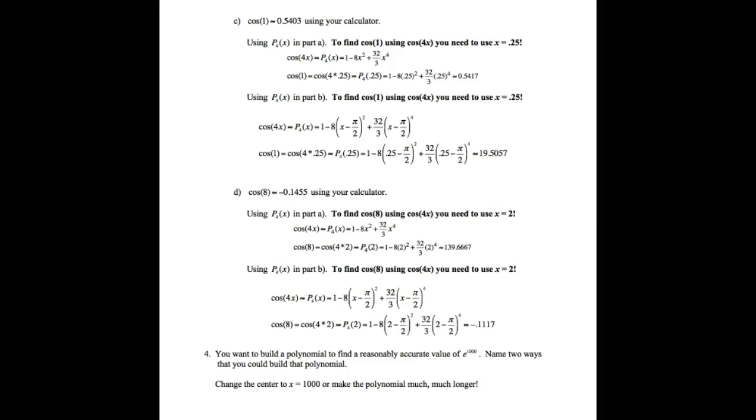Question 4. You want to build a polynomial to find a reasonably accurate value of e to the 1,000 power. Name 2 ways that you could build the polynomial. Well, if you change the center to x equals 1,000, then you'd have e to the 1,000 power would equal e to that center. Or, if you didn't want to change the center, you can make the polynomial much longer, because you have to get out to have it match up e to 1,000.